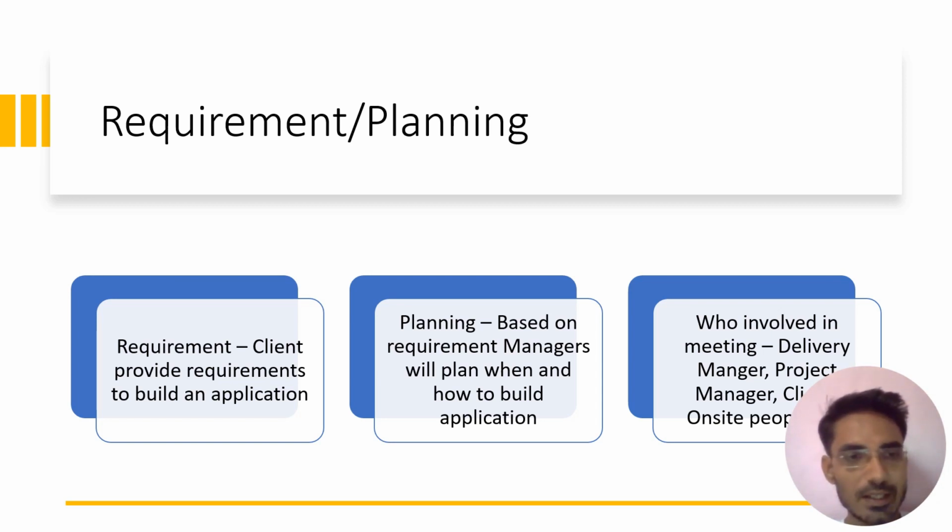So in this case, first comes the requirement. The client will provide the requirements to build an application. Then next is planning. Planning means, based on that particular requirement, the manager and other senior team members will plan when and how to build the application. It's nothing but a timeline: when they will start to build the particular application and how much time it will take. All this information comes under planning. Now, who is involved in these meetings? We can say the delivery manager, project manager, client, and on-site people. They are part of this meeting.